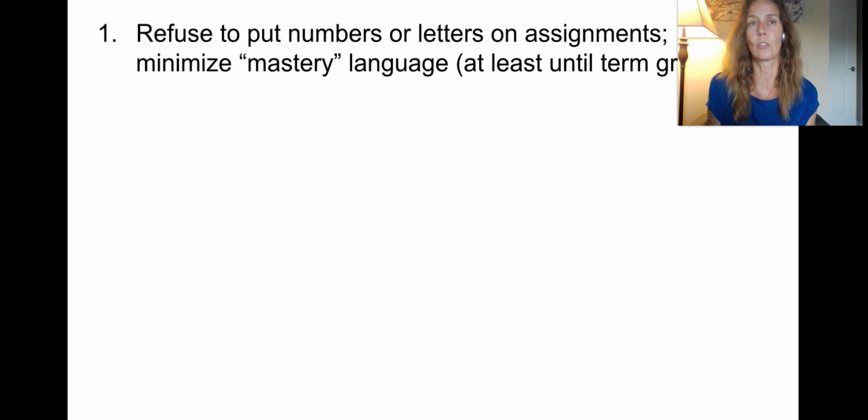And you'll notice the students are like, well, what's my grade? Or how many points did I get? And you can say, well, tell me what you learned and tell me what seems most important. What do you think you did the best? And you're starting to have a conversation about it. Otherwise, once you put the number or letter on an assignment, the conversation ends.